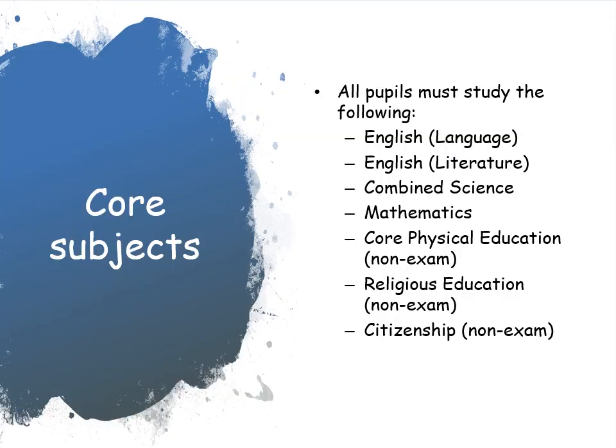On this slide you will see all of the compulsory core subjects that you will need to study. There are 7 of them, 4 of which are examined and are listed as English language, English literature, combined science and mathematics. Physical education, religious education and citizenship, although will be studied, are non-examinations unless you decide to choose them as an option.